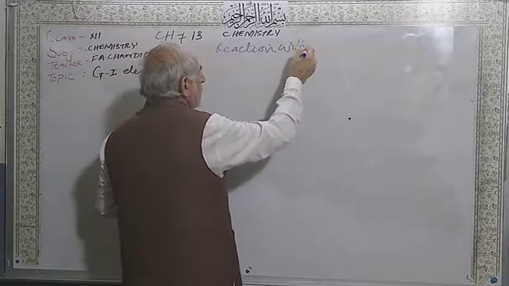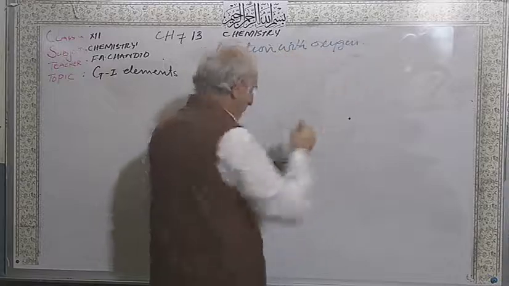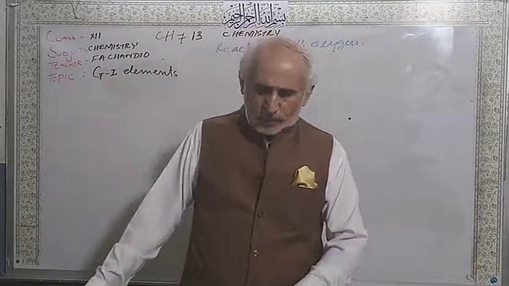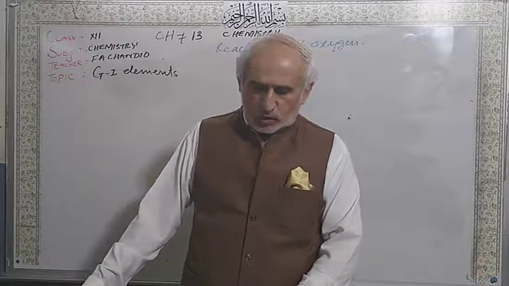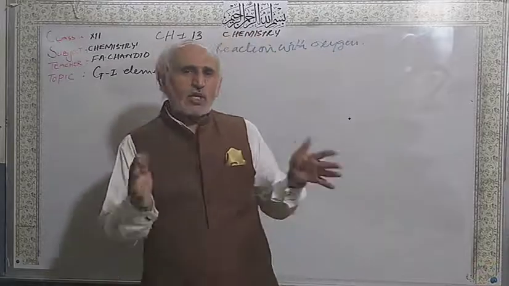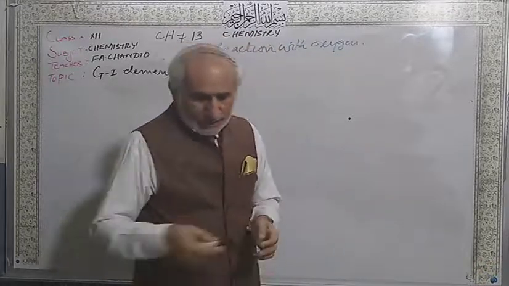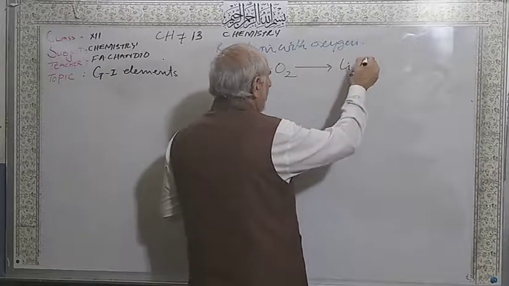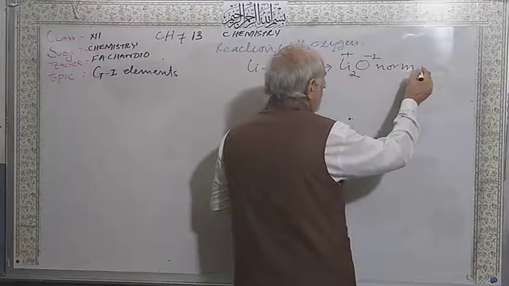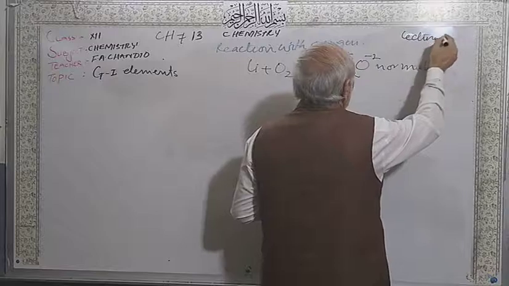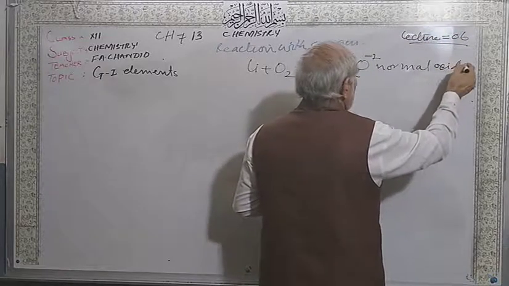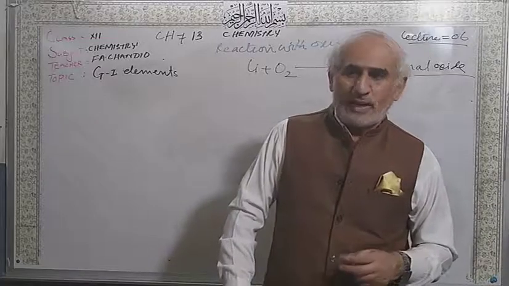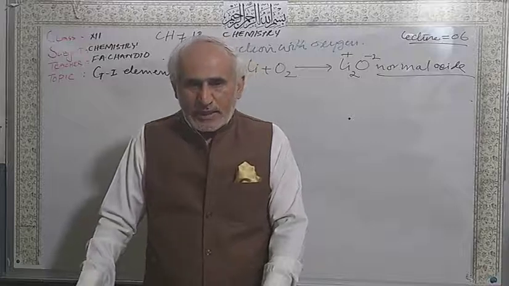Reaction with oxygen. Dear students, if you open page number 26, you should have your book. Lithium reacts with oxygen to form a normal oxide. When I say normal oxide, this is the lithium and this is oxygen to give lithium oxide. This is called the normal oxide. When we say normal oxide, the oxidation number of oxygen is -2.